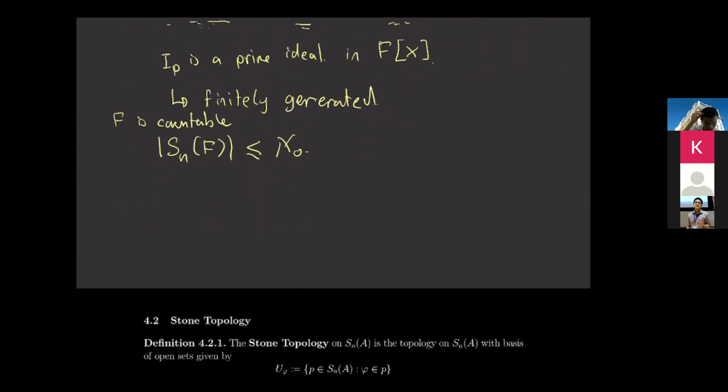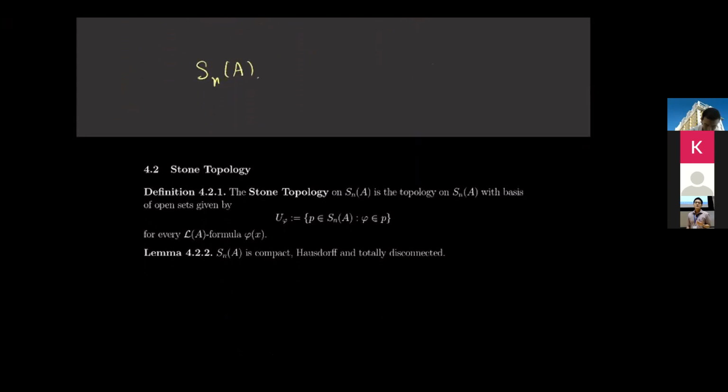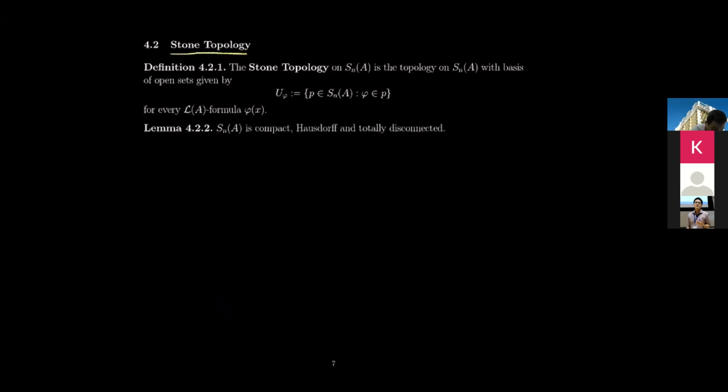Okay. Now you can also consider, when you look at this S_n(A), you can also equip it with a topology. So here we can look at what we call the Stone topology on S_n(A). Stone topology on S_n(A) is the topology that is generated by these bases of open sets that is given by U_phi, the set of p that is in S_n(A), where phi is in p, for every L_A formula phi(x). So we're going to take formulas and look at all the possible types that contain those formulas.